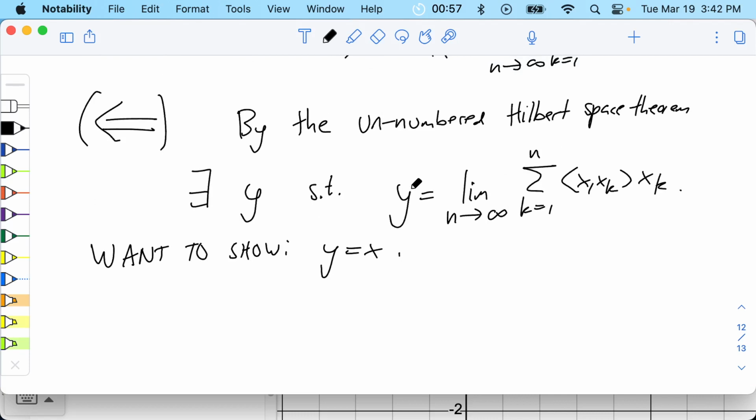Okay, how are we going to prove that y equals x? Well, we'll prove y minus x equals 0. Okay, if y minus x equals 0, then y equals x. Very nice. How are we going to prove that y minus x equals 0?